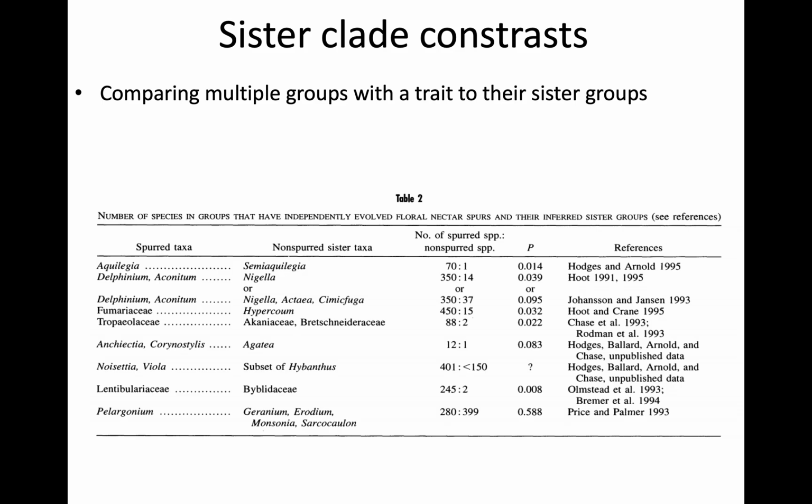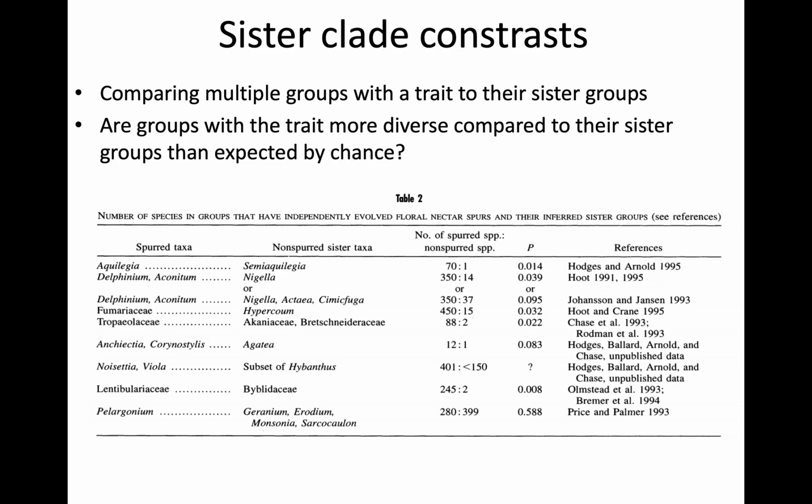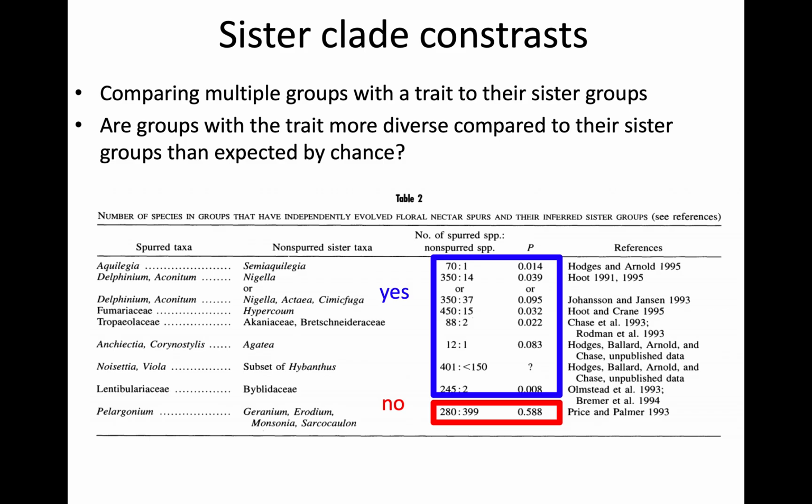But we need more of them. So then in this table that's done a whole bunch of times, and more often than not the ratio skews towards greater species richness in the spurred clade. So here that is indeed the case. Groups with the trait are more diverse compared to their sister groups, and also more than expected by chance, because we see more often than not that case and only one exception.